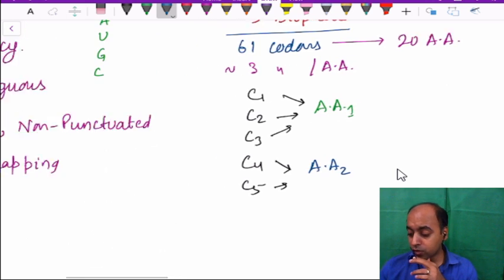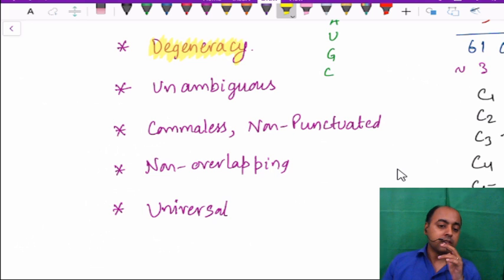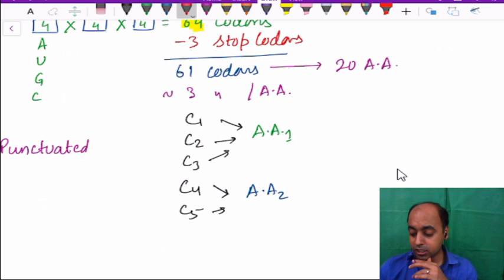This is what we call degeneracy. We have a backup, fallback, safety mechanism. Multiple codons exist for the same amino acid. This is known as degeneracy.